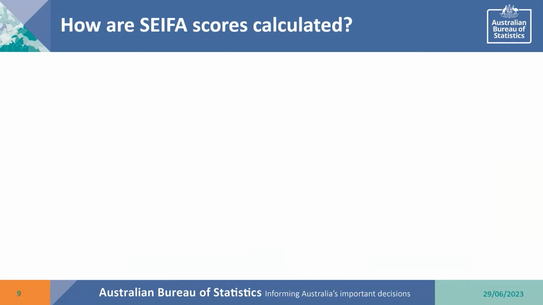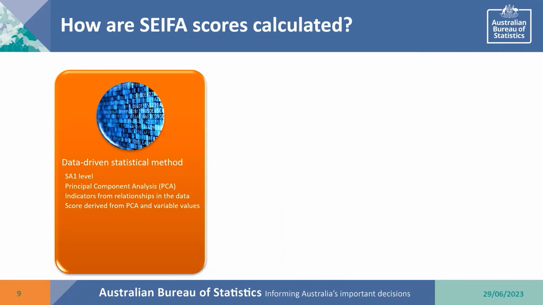So how are the scores for SEIFA calculated? SEIFA is constructed using a data-driven statistical method called principal components analysis. The most important indicators in the index are determined by the relationships in the data, not by subjective judgment. This method is applied to statistical area level 1 data, and all the indicators that go into SEIFA are proportions of the population within each SA1 based on census data.